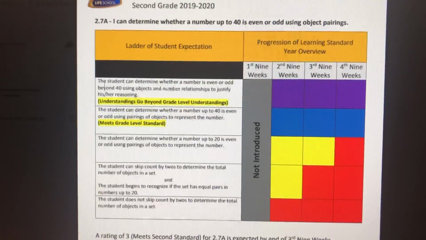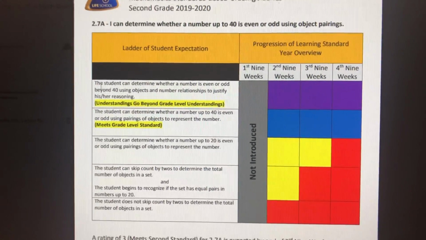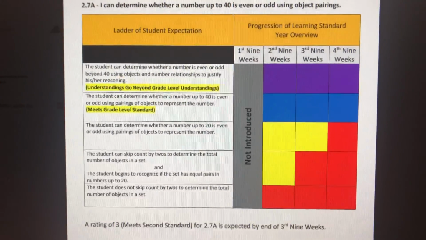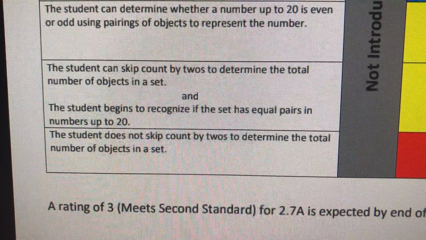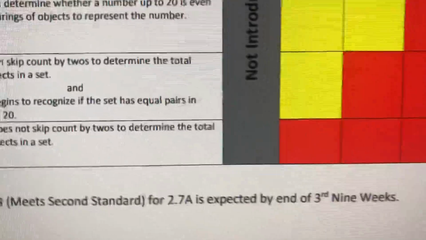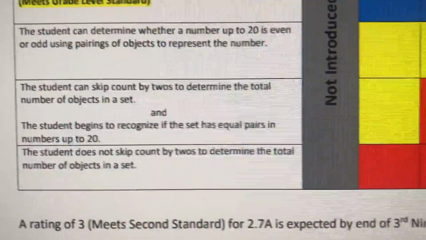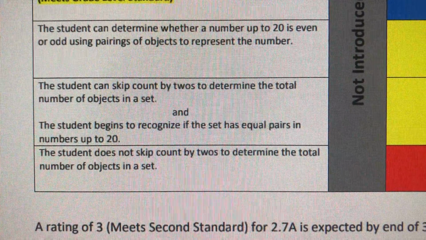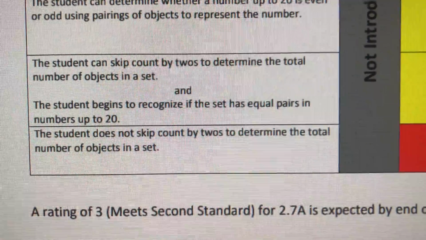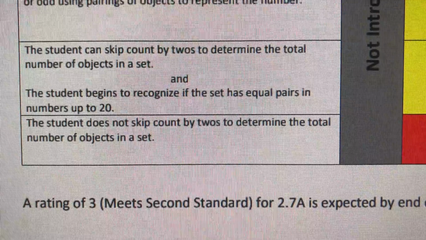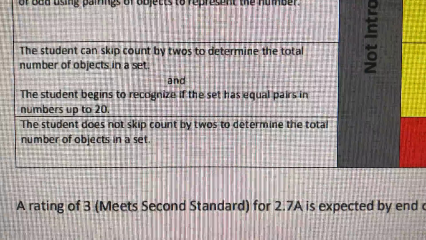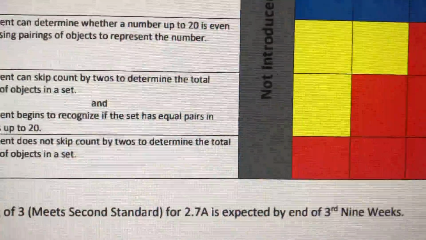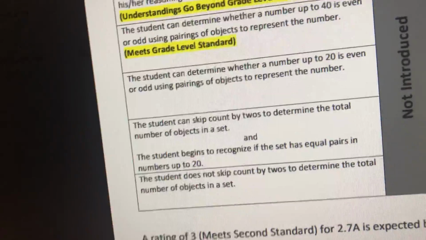So I'm starting with backwards design here. I'm actually looking at my rubric to see what the expectations are for the students to get a 1, 2, 3, or 4. It's literally just starting with skip counting by twos to determine the total number of objects in a set. They get a 1 if they cannot do that. To get a 2, they have to be able to skip count by twos to determine the total number of objects in a set, and they start to begin to recognize if the set has equal pairs in numbers up to 20. Now the TEK goes to 40, but if they can do it up to 20, they would get a 2, but they have to be able to do both of these components.